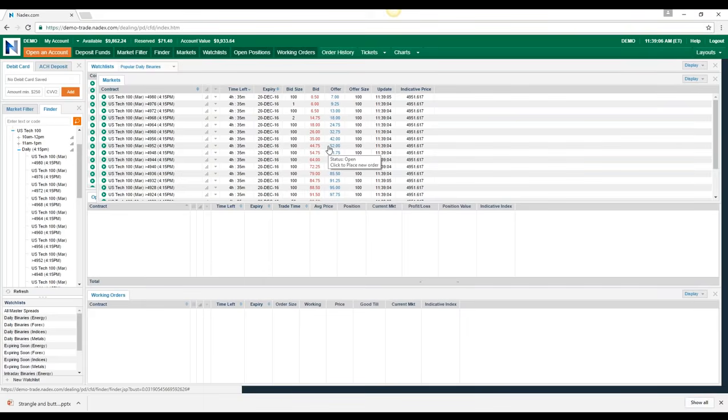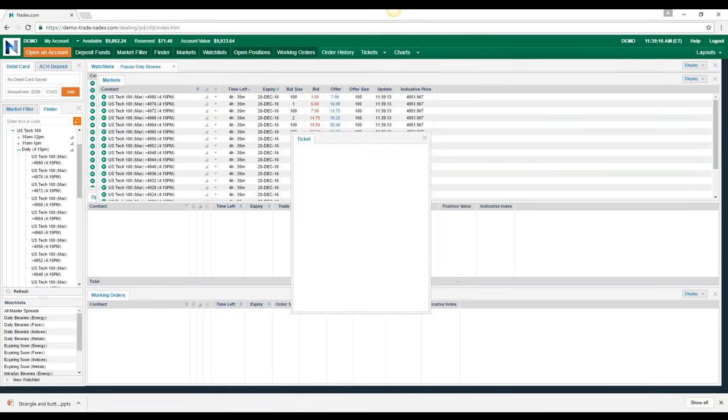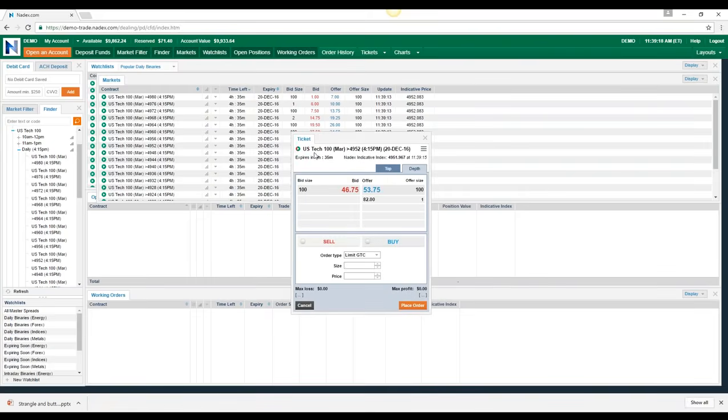If you understand the basics of a binary, at expiration, a binary is either worth 0 or 100. And what is a binary? If I was to click this and open this, all a binary contract is, is simply a statement. This statement says the US Tech 100 will expire greater than 49.52 at 4:15 today. That's it. That's what a binary contract is.